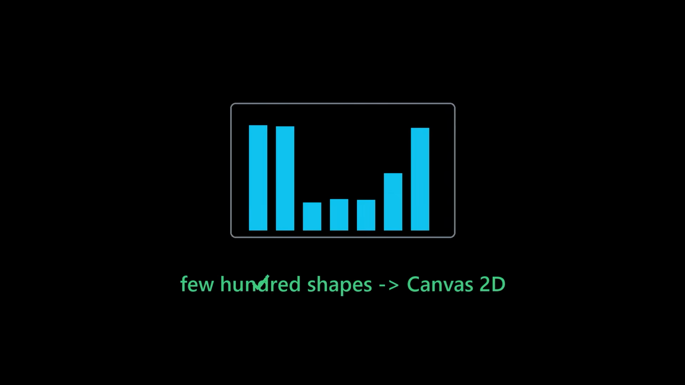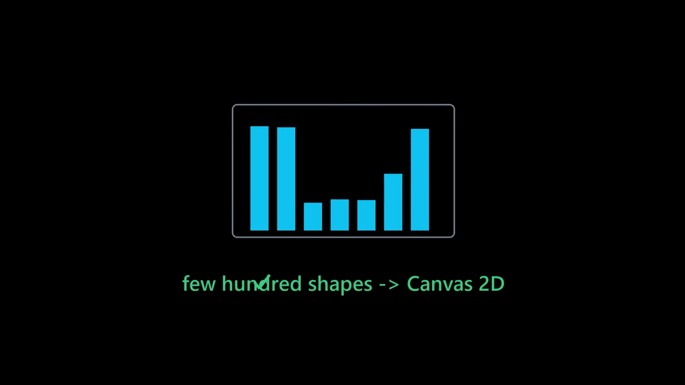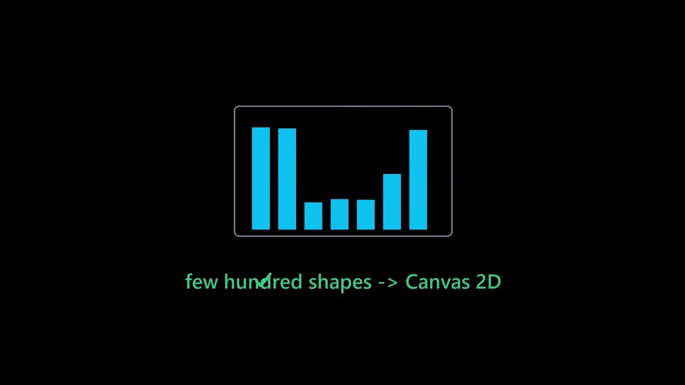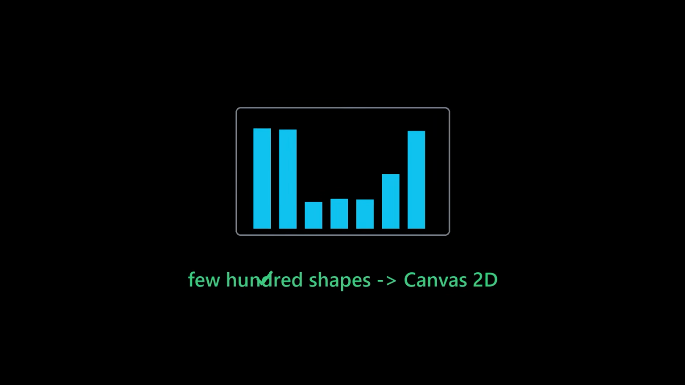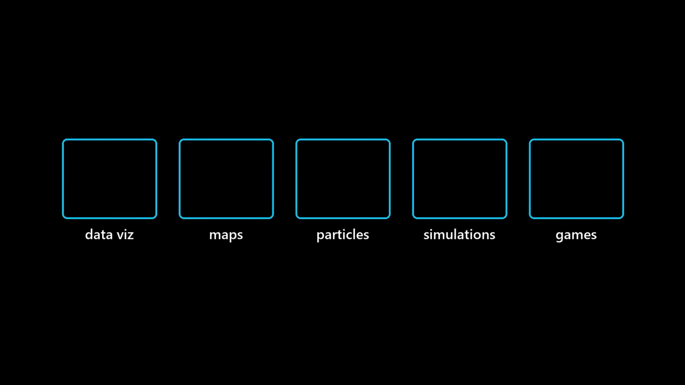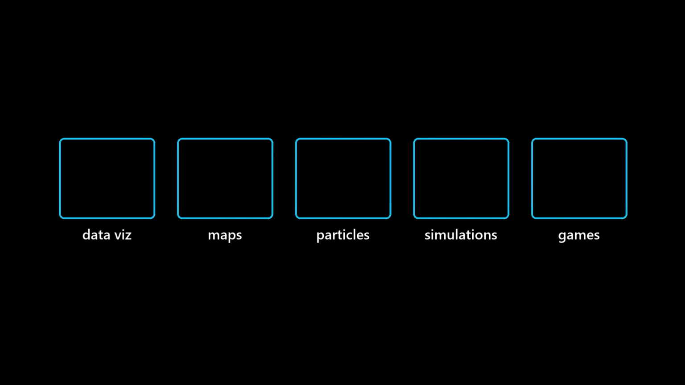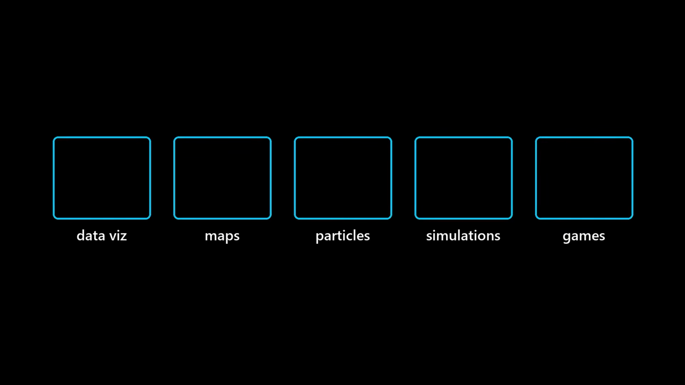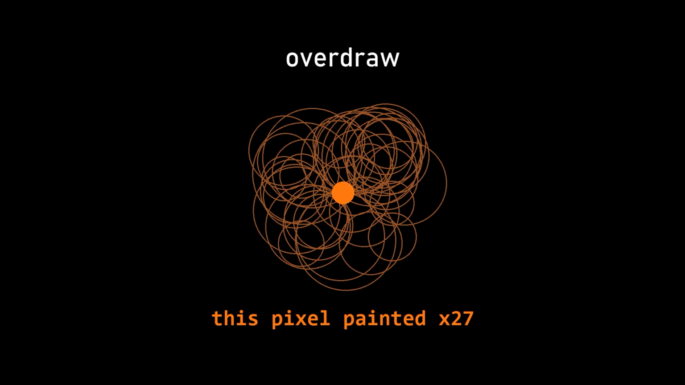Now, I'm not saying WebGL is always the answer. Let's be honest about the trade-offs. If you're drawing a few hundred shapes, Canvas 2D is perfectly fine. It's simpler. Less code. Use it. The GPU approach only pays off when the numbers get big. Data visualization. Maps with millions of markers. Particle systems. Simulations. Games.